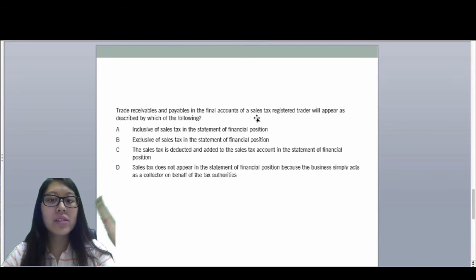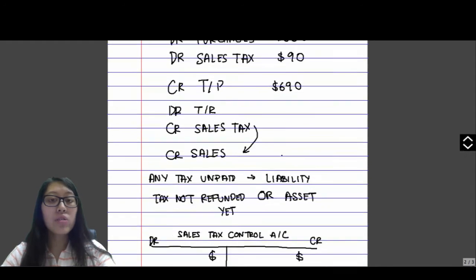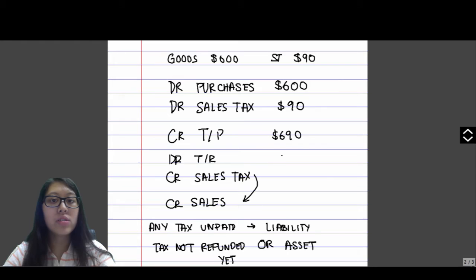Well, it depends though. Let's take a look. It says they are a sales tax registered trader. So that means the double entry will look like what we have described before. The double entry should look something like this if they are sales tax registered, meaning that they're going to create double entries that disclose the purchases and sales tax separately, but then when it comes to recording the trade payables final amount, it's going to include that sales tax amount itself. So as you can see here in my example, trade payables is charged at $690, meaning they are charged at the cost plus the sales tax amount. So the answer should be inclusive of sales tax.